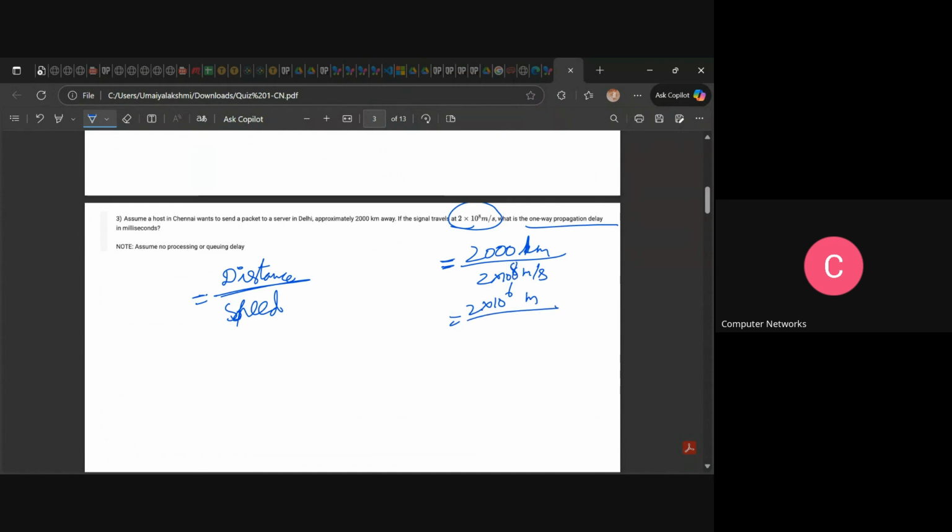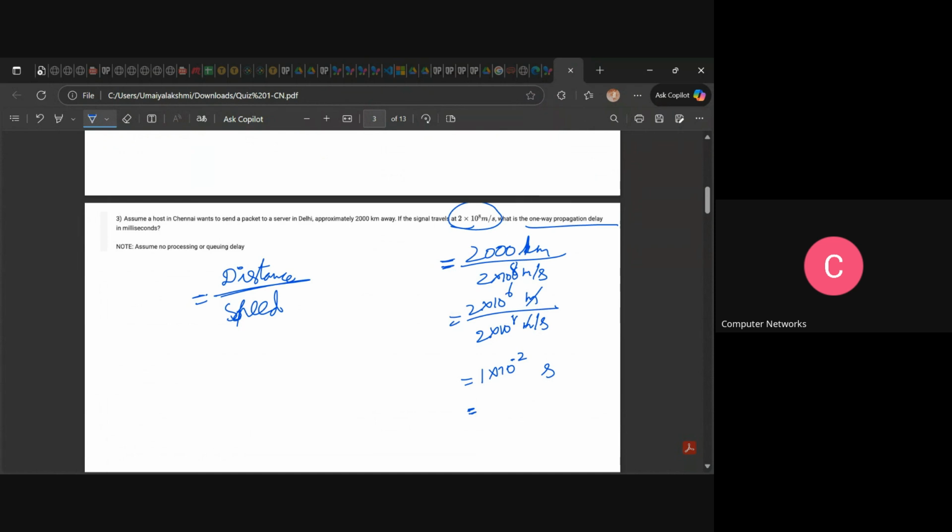Now how to convert this to milli? So 2 into 10 to the power of 8 meters per second, right? On calculating this, the meters get divided and I'll get it in seconds. The 2 gets cancelled, so 1 into 10 to the power of -2, right? -2.